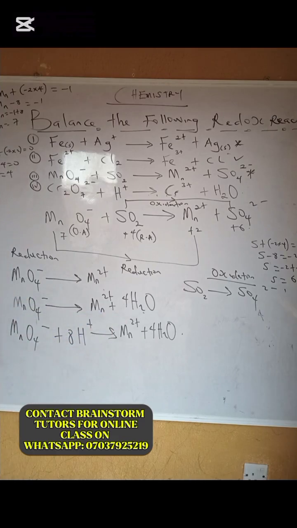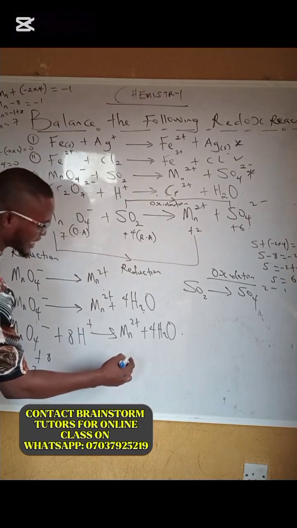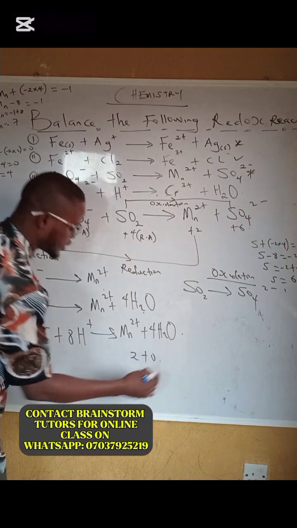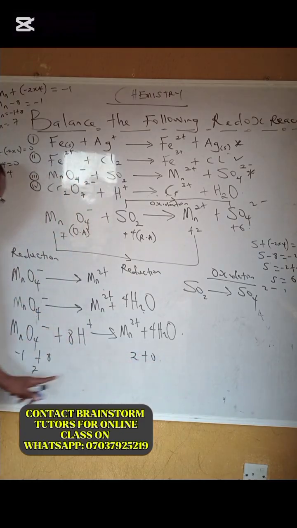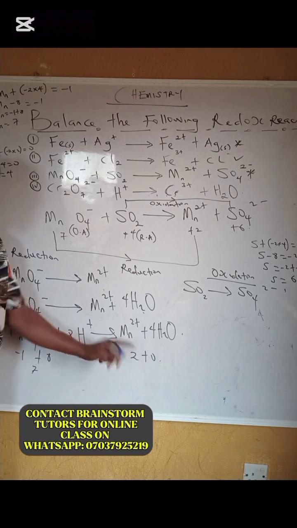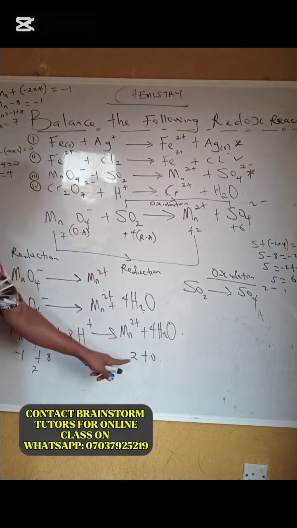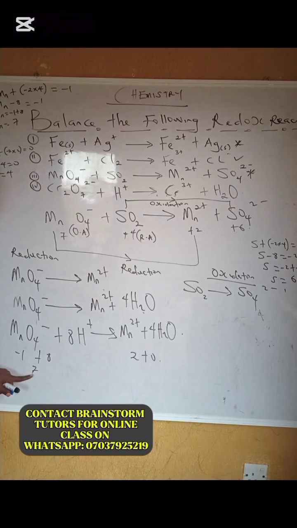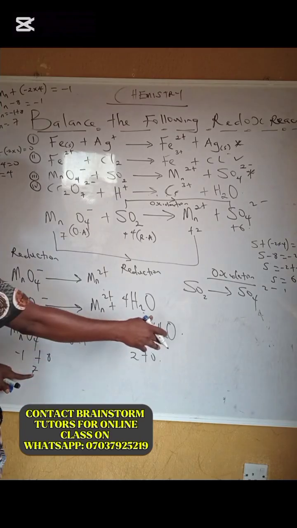The next thing I now need to look at is their charges. The charges I have here is what? -1 plus 8, which is 7 charges. Also, the charges I have here is 2 plus 0. So here is lagging. We have more charges here compared to this, so I need to add electrons here. This is 2. This is 7. We have more charges there. So I need to add 5 electrons here to balance what we have at the left hand side.